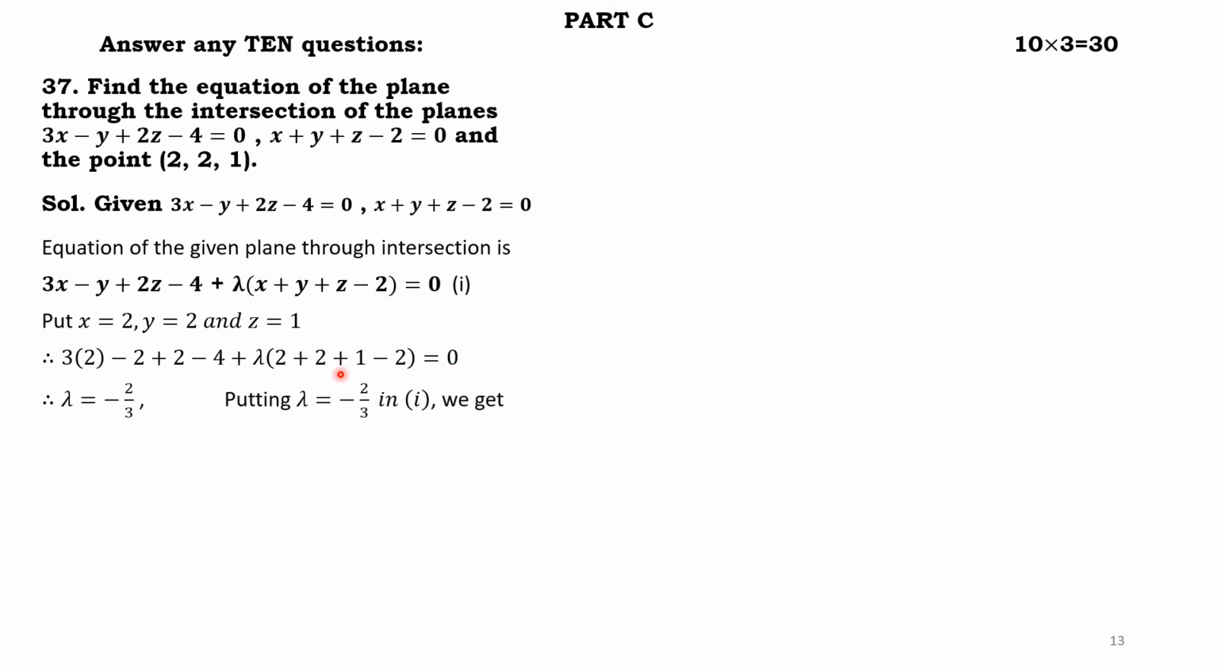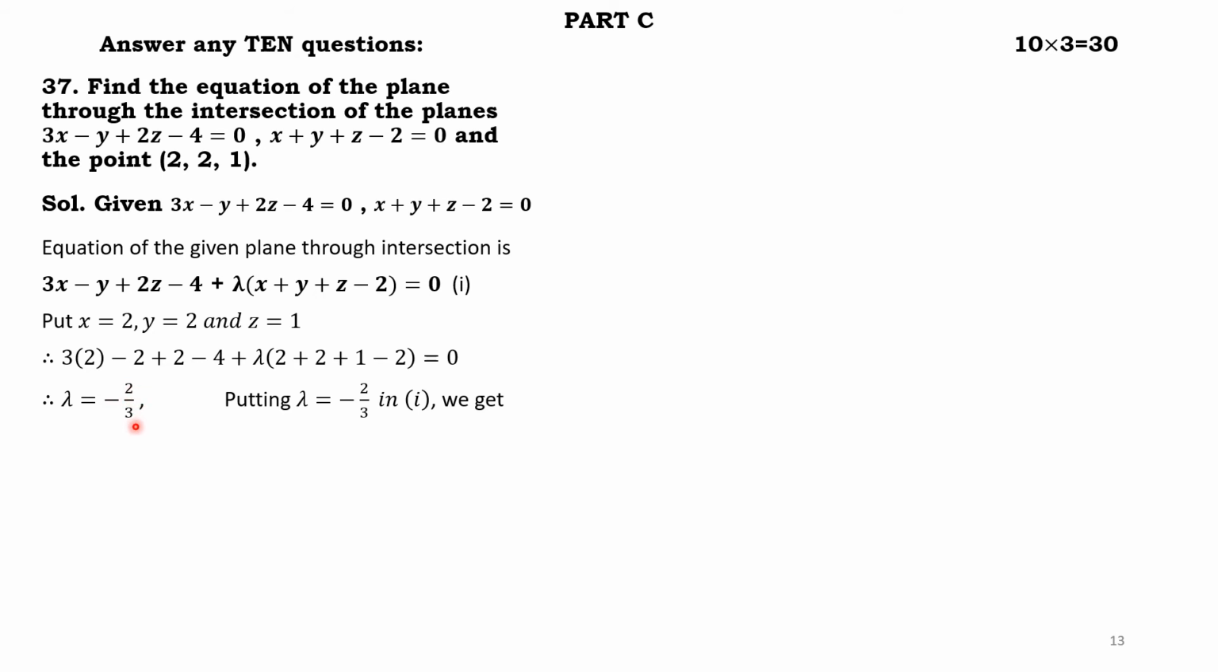That becomes, simplifying, 2 gets cancelled. It is 2 into 3 is 6, 6 minus 4 is 2. When 2 goes to the right hand side, the sign changes. That becomes minus 2. And this term, that is the multiplier of lambda, 2 gets cancelled, 2 plus 1 is 3. Therefore, lambda is equal to minus 2 by 3.